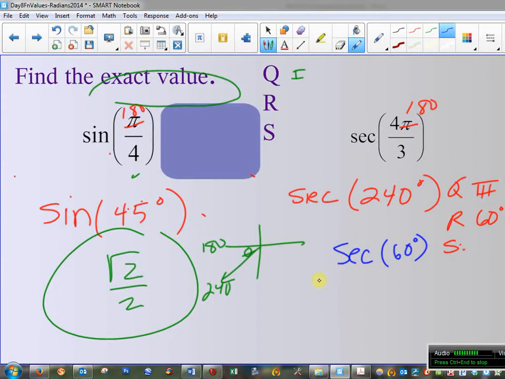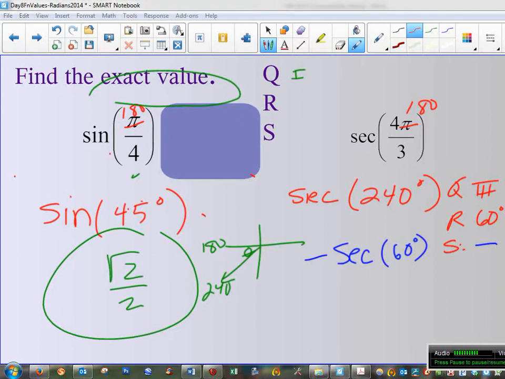You think about the hexagon. Secant is the reciprocal of cosine. Cosine in quadrant 3 is a negative number, so we're going to turn this into a negative secant of 60 degrees. But again, we're using reciprocal functions. I didn't memorize secant of 60 degrees, but I did memorize cosine of 60 degrees. Cosine of 60 degrees is equal to 1/2.